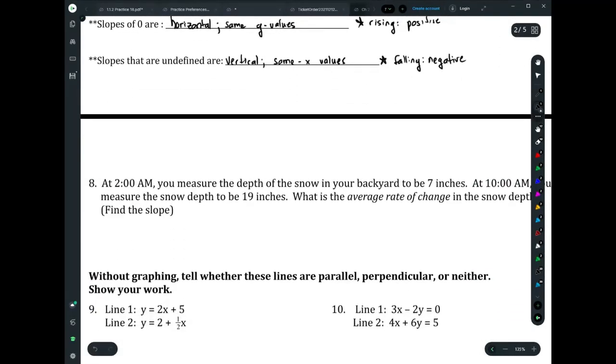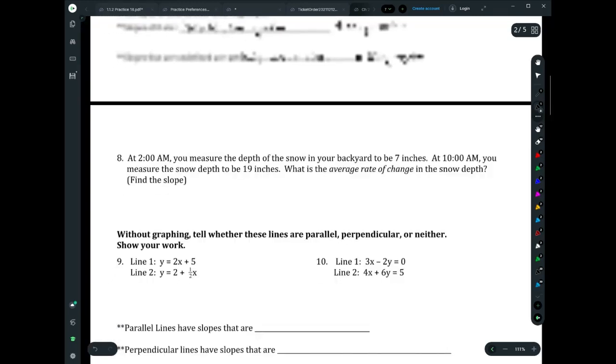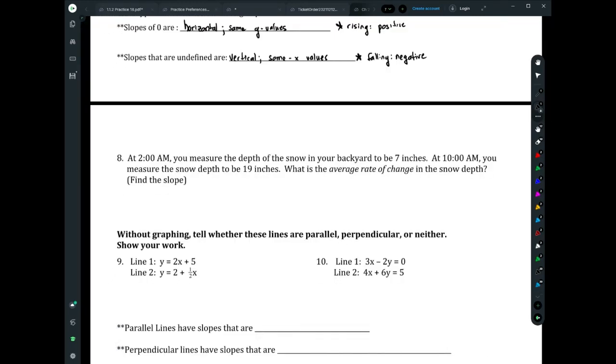More applications of slope. Snow. Fortunately, it hasn't snowed much recently here. 2 a.m. you measure the depth of the snow in your backyard to be 7 inches. So we can actually kind of set up a coordinate point. We have at 2, it's 7 inches. So this is our x, and snow is our y. At 10 a.m., measure the snow to be 19 inches, so 10 to 19.